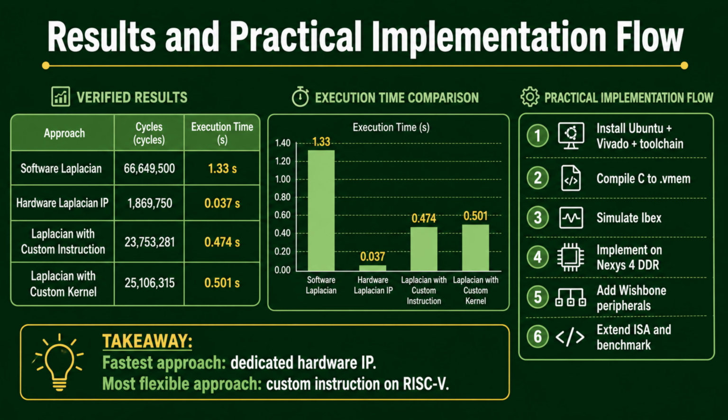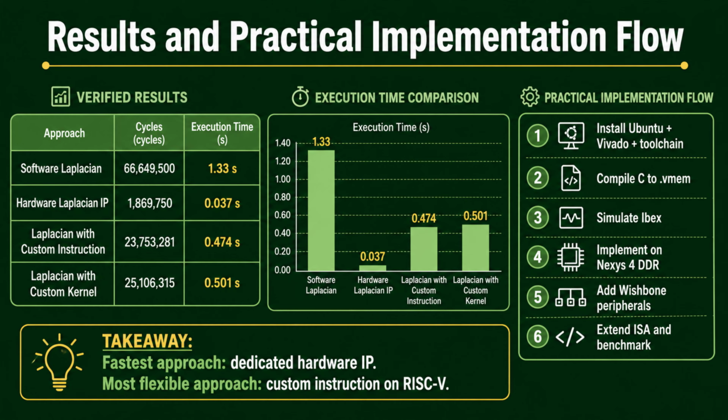The custom instruction approach sits between those two extremes. The Laplacian implementation using a custom instruction required approximately 23.75 million cycles and 0.474 seconds. A more flexible custom kernel implementation required approximately 25.1 million cycles and about 0.501 seconds. So there is a clear engineering trade-off.